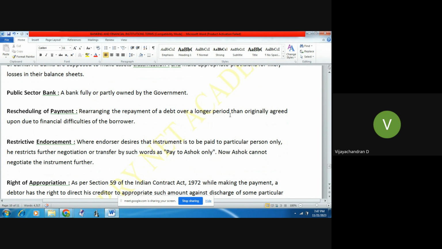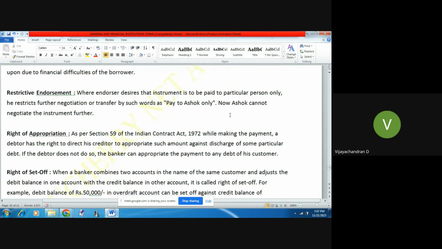So restricted endorsement means pay only to A. So you can't endorse to any other person. It will be restricted only to A. That is restricted endorsement. So you can't transfer your check or bill of exchange or a pronote to any other person. That is a restricted endorsement.